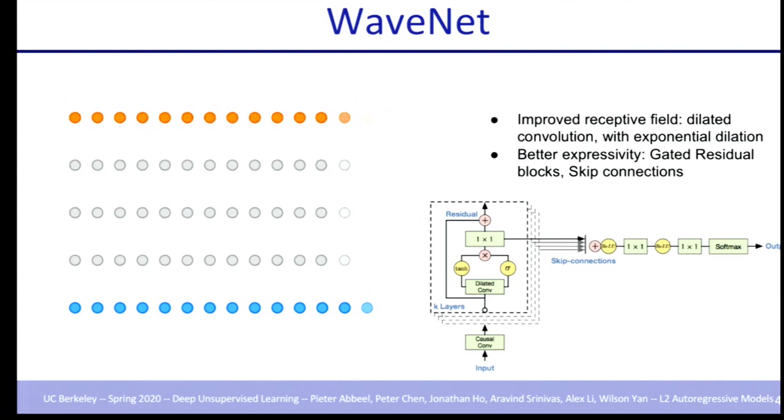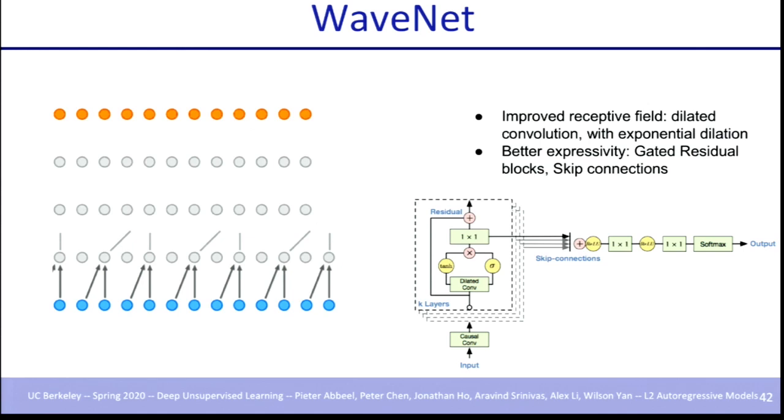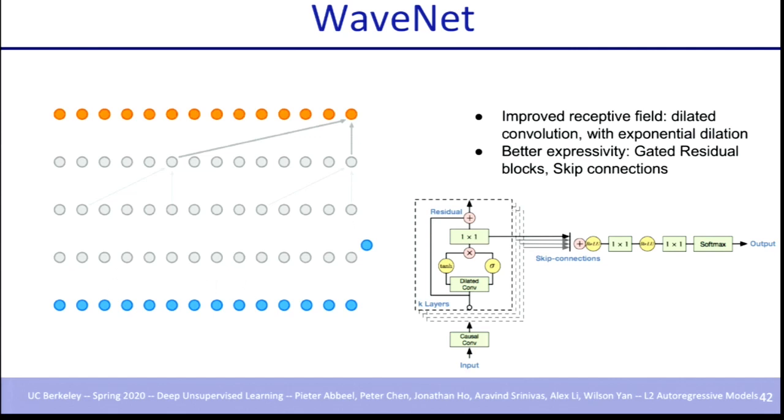So here's a WaveNet in action in the sampling. We're just talking about sampling. What happens for sampling is that you've generated all the previous ones, then you do your forward propagation to generate the next one. So here's the one generated. You use that one to condition on, go again, use that one to condition on, go again, and so forth.